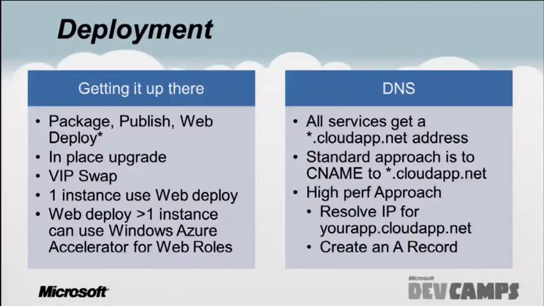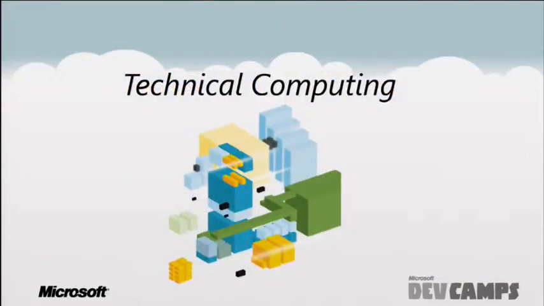But you do need to understand that that's not going to be persistent if the role recycles. You can do in-place upgrades through the portal, VIP swaps, and I'd probably recommend if you're doing one instance and you just want it to be fast while you're developing, not for production, just use Web Deploy. And if you're, again, developing on multiple instances, well, then you can look at the Windows Azure Accelerator for Web Roles, which allows you to push that change to multiple instances without having to actually connect out to each one. So that's web. So what about technical computing?